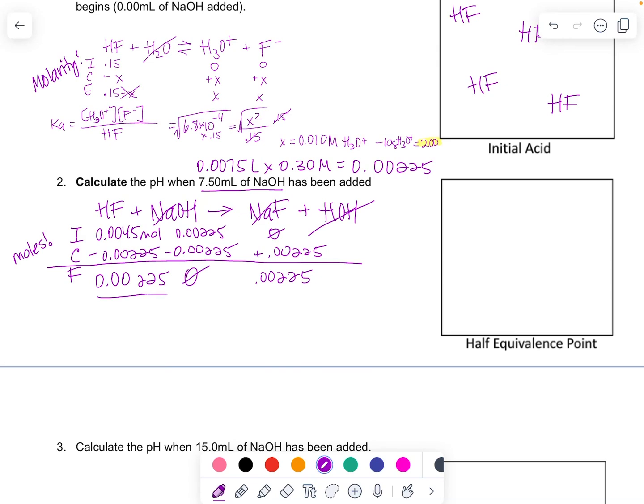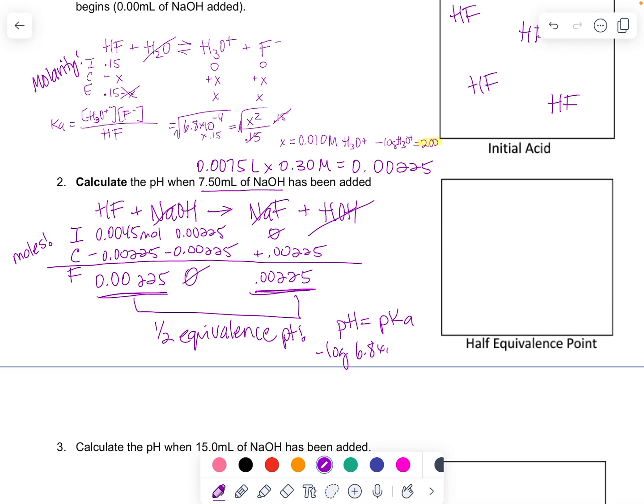I have a weak acid and I have its conjugate. And not only that, but I'm at the half equivalence point. And that happens when I've neutralized half of that weak acid. So whenever those concentrations are the same, we can simplify the Henderson-Hasselbalch equation because we know at that point my pH is equal to the pKa. So I can take the negative log of that Ka, 6.8 times 10 to the negative fourth, and I get a pH of 3.17.